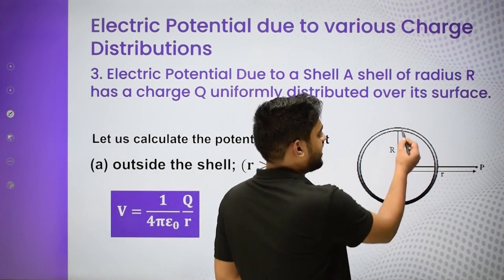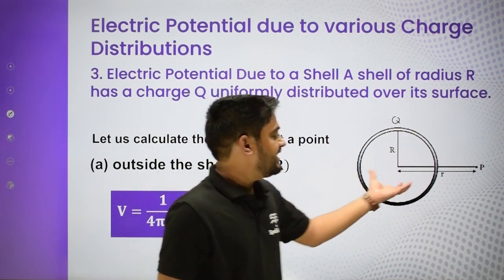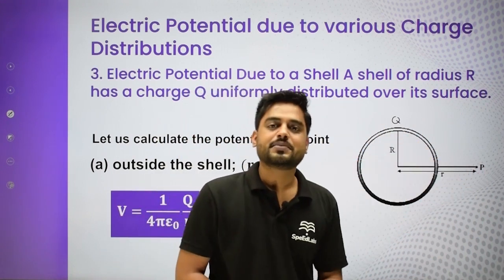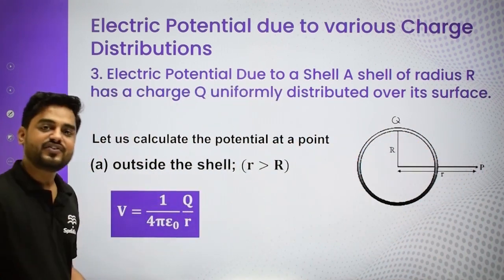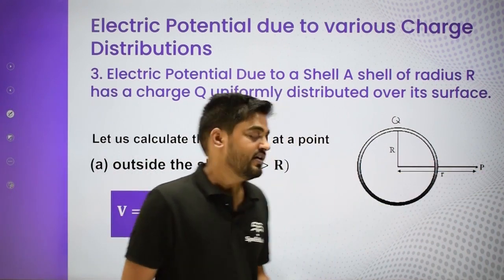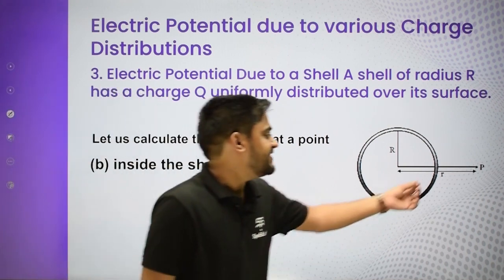So this spherical shell having charge capital Q will give you the same potential as the point charge, because its electric field is also similar. So that's the logic over here. If electric field is similar, then potential should also be similar for a point outside. Now next, what if we are talking about a point which is inside?